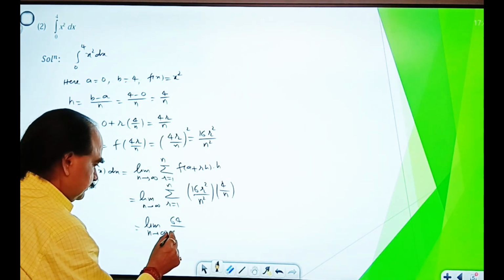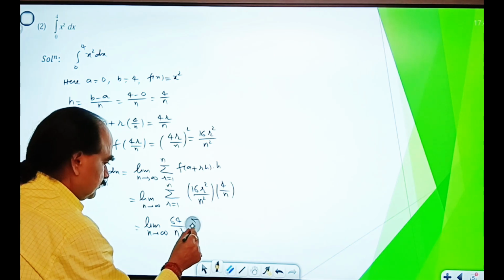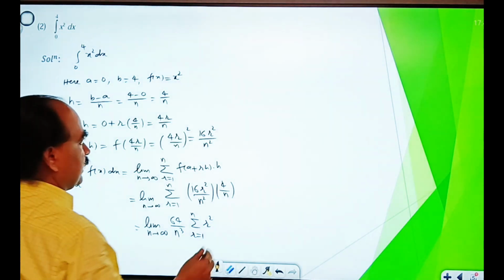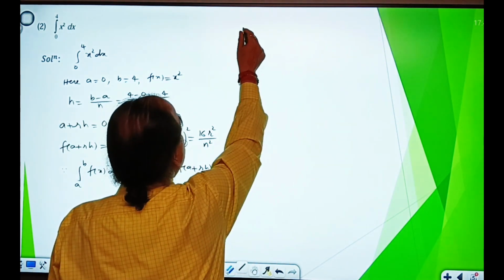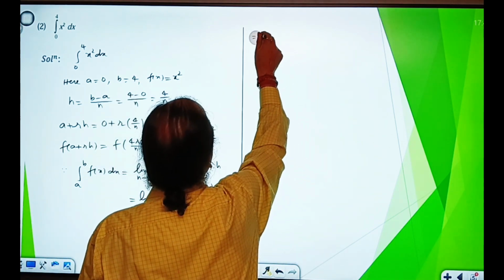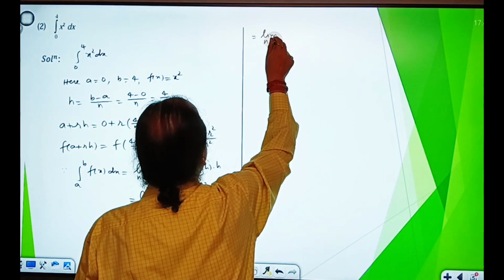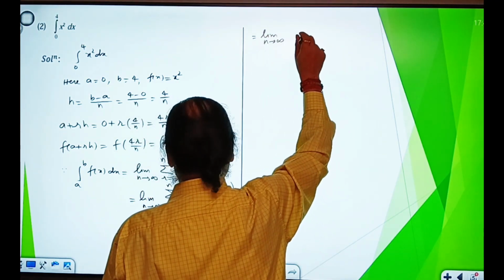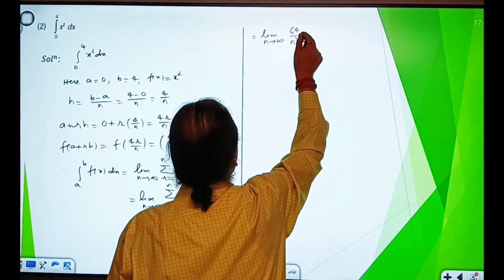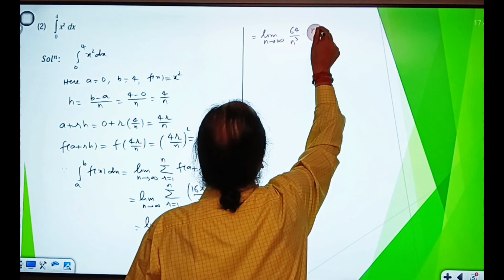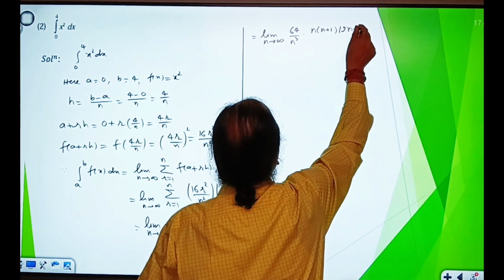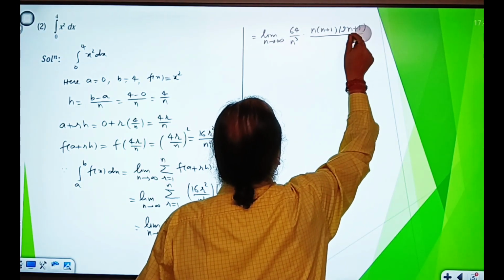64 by n cube, sorry. Sigma r square is left, r takes value from 1 to n, which is equal to limit n tends to infinity 64 by n cube, sigma r square is what? n into n plus 1 into 2n plus 1 upon 6.